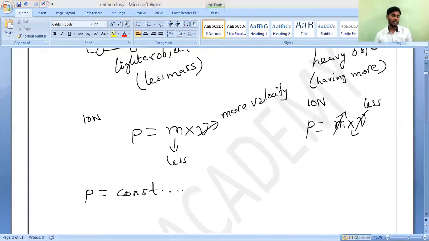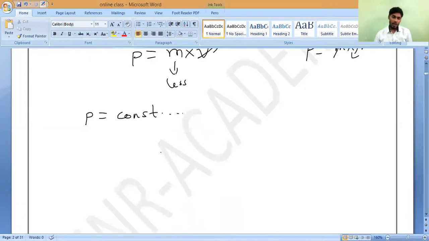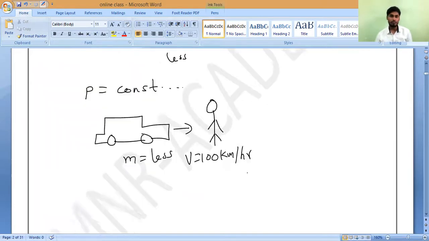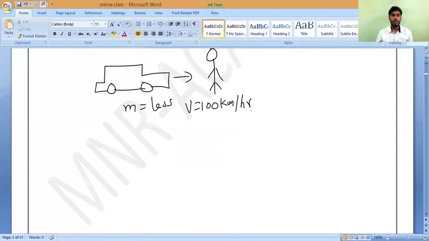Manya is not understanding, correct? So let us discuss in more detail. Now, for example, listen, I am the person standing here. Imagine, all of you will understand. Now the car is coming at 100 km per hour. The mass is less, and velocity is 100 km per hour. Or else, because the unit is meter per second, you can take meter per second.